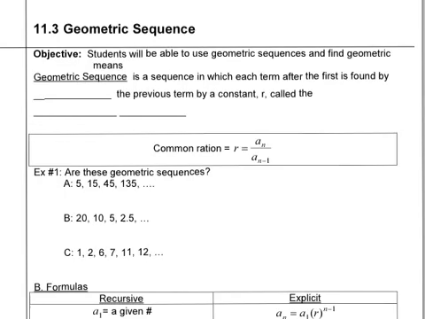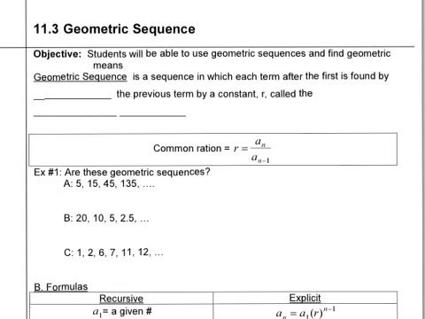Okay, 11.3, geometric sequences. Students will be able to use geometric sequences and find geometric means. A geometric sequence is just a sequence where we multiply each term by the same number.